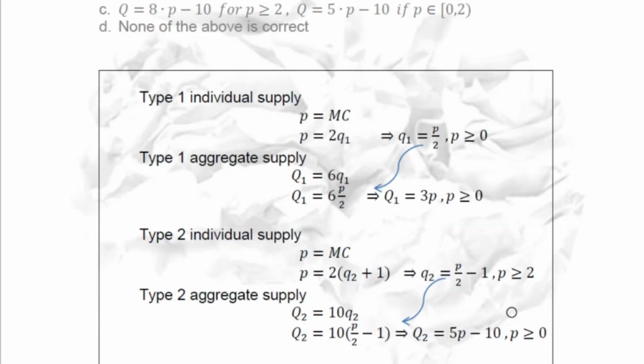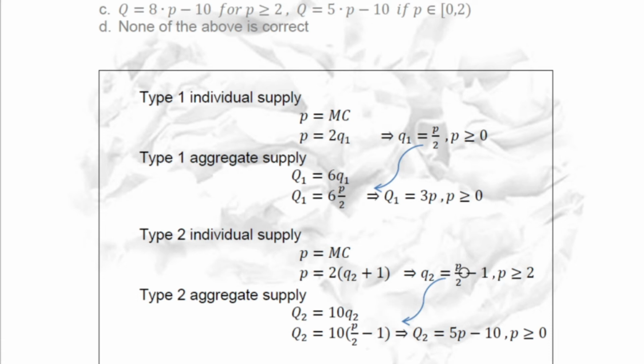Individual supply is P equal to marginal cost, so from (Q plus 1) squared, I take down the 2, the exponent, and we have P equal to 2 times (Q plus 1). If I isolate Q2, we have P halves, and afterwards we carry 1 subtracting to the left. So Q2 equal to P half minus 1, with P greater or equal to 2. Why? Because we have to equalize this to 0.